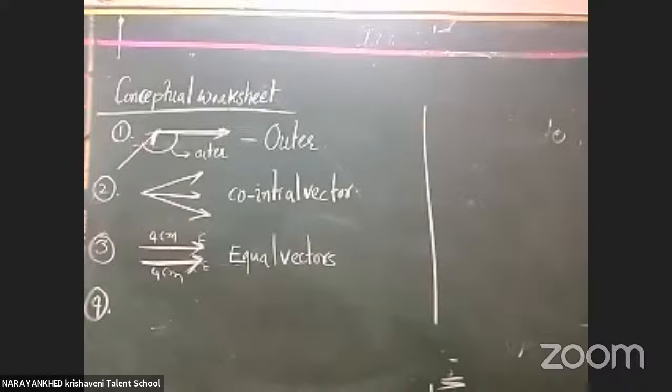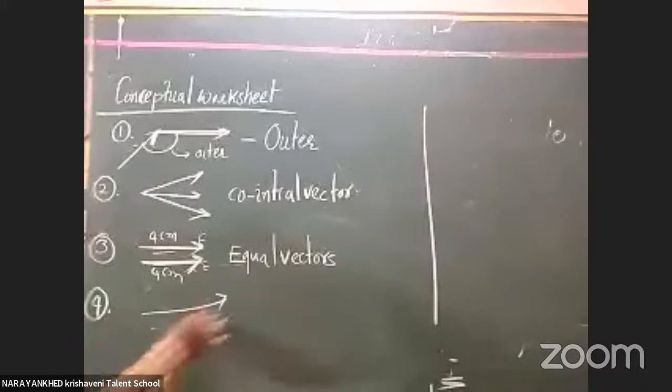If two vectors have the same magnitude and are parallel to each other, okay, clear or not, all of this? If the two vectors have the same magnitude and are parallel to each other, then they are said to be equal vectors. Clear or not, all the students? What happened here? The two vectors have the same magnitude, and the directions are also the same.